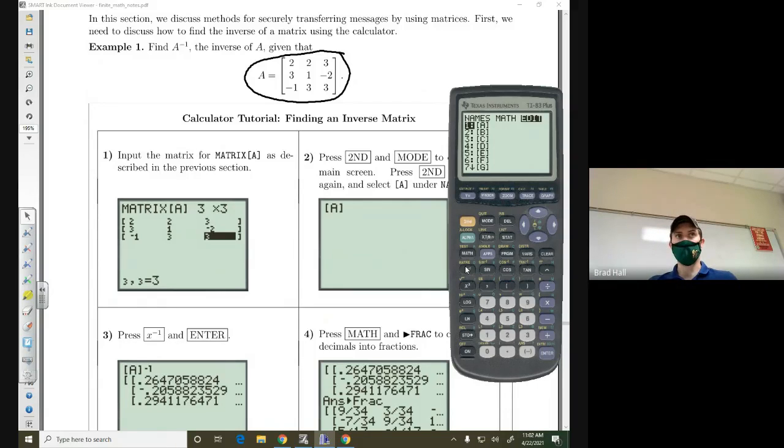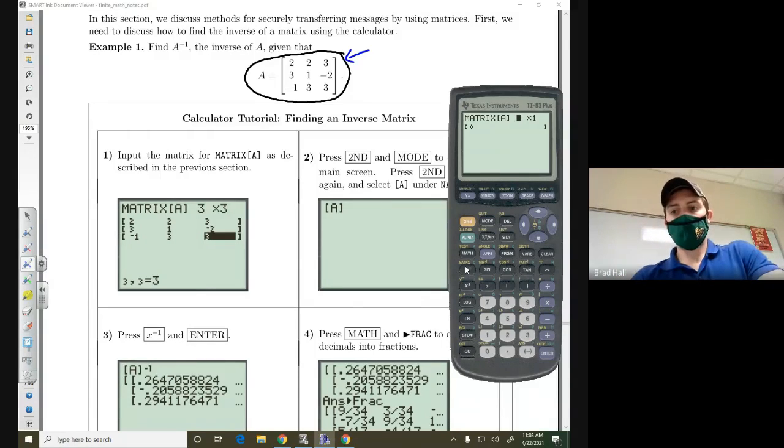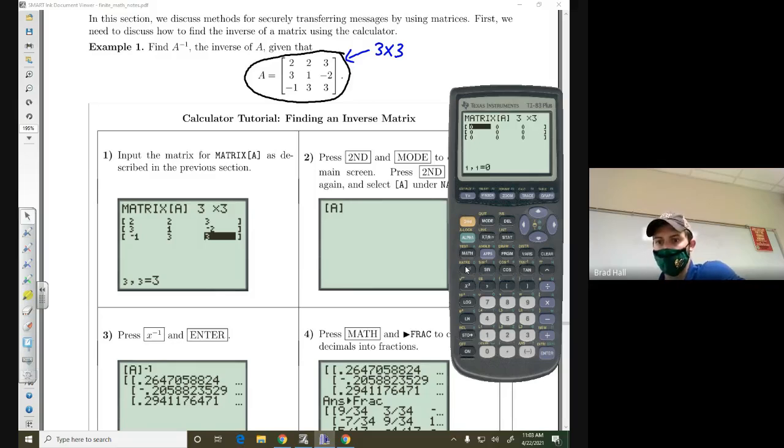To edit the matrix in, you need to go over to edit. And I always choose A by default, unless there are multiple matrices, then I just go in order. So I'll start off with A. Now you always have to specify what the size of the matrix is. This is a 3 by 3 matrix. There are 3 rows and 3 columns. And so we will go ahead and type in all of these as such.